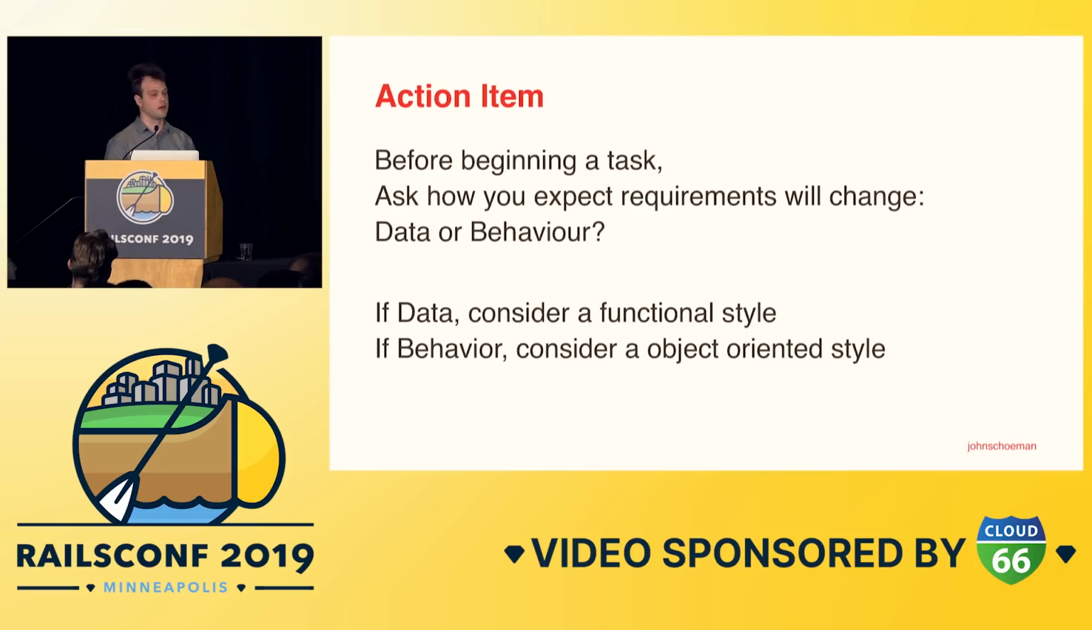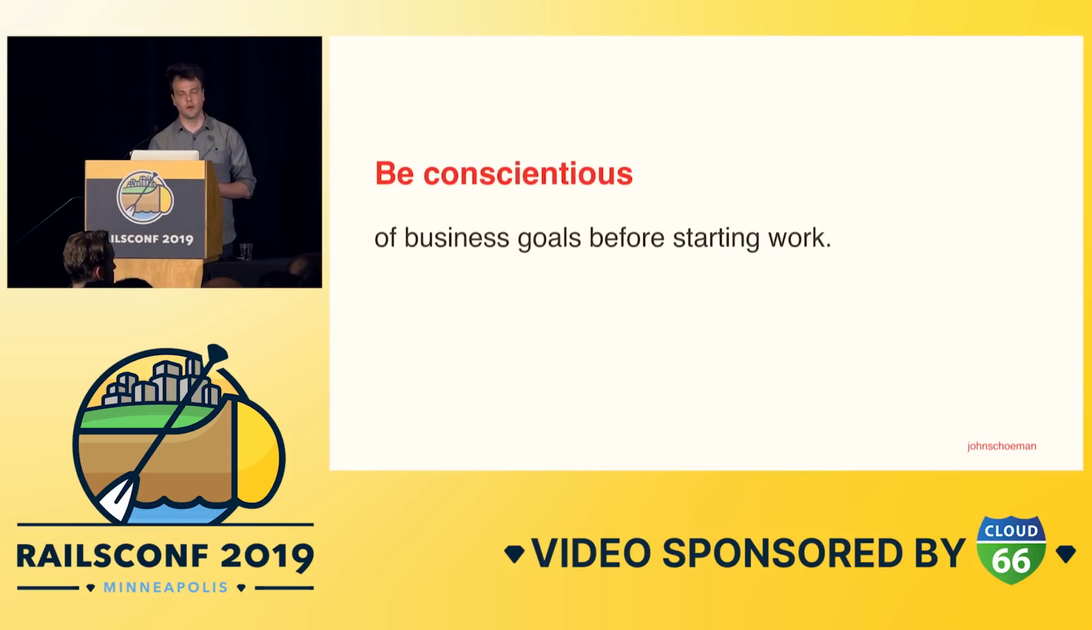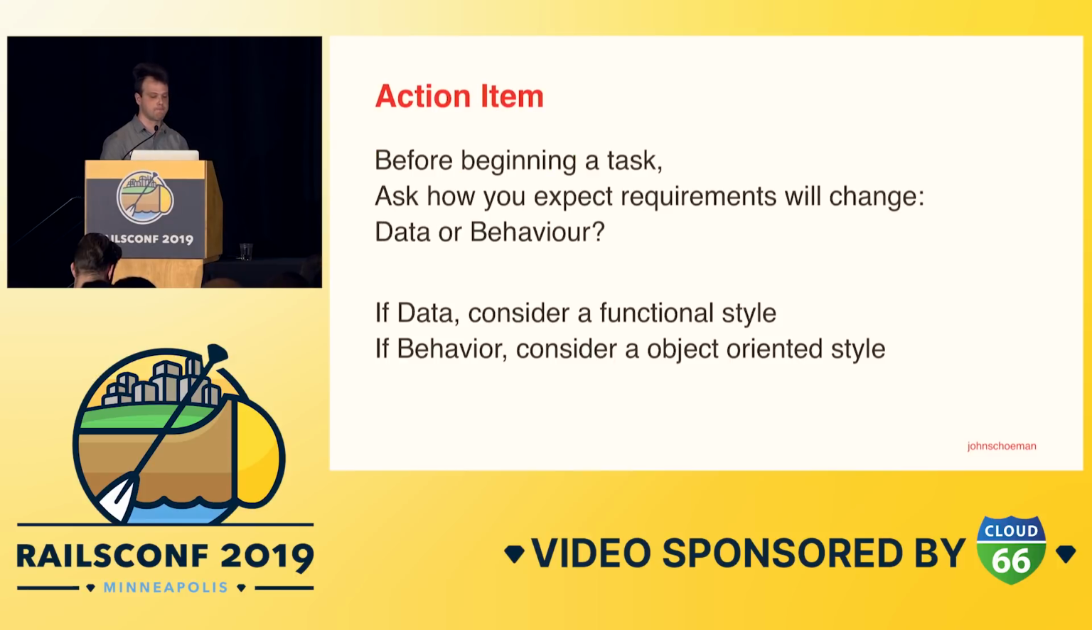I think one of the themes of the talk that I'm coming away with, that's sort of underwriting everything I've been thinking about, is to really avoid ideology. Pick the right tool for the task when you get it, and consider how that might affect the business down the line, your peers down the line. So an action item, something to take home with you: before beginning your next task, ask how you might expect requirements to change. And if it's data, consider a functional style. If it's behavior, consider an object-oriented style.